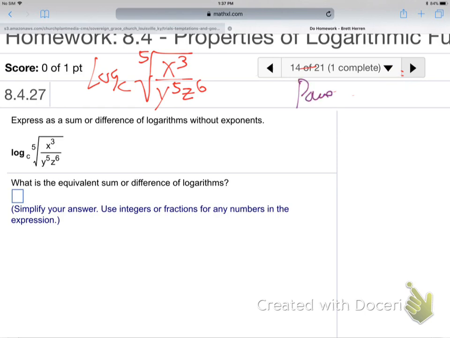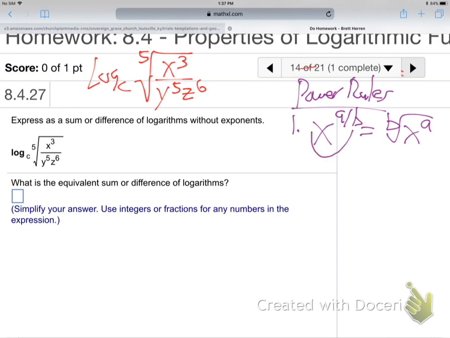So power rules. Number 1, anything to the fractional power is the bth root of x to the a, right? The b swings into the hook, doesn't it? The denominator of the power swings into the hook. Okay, so what? Well, that means this 5th root thing is a big 1/5 power, isn't it?